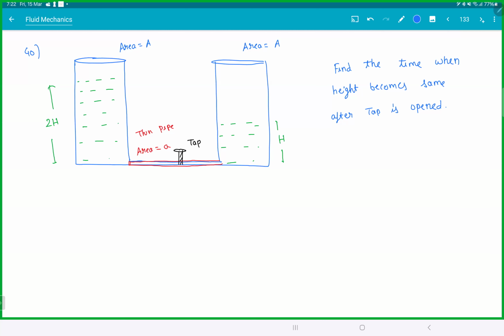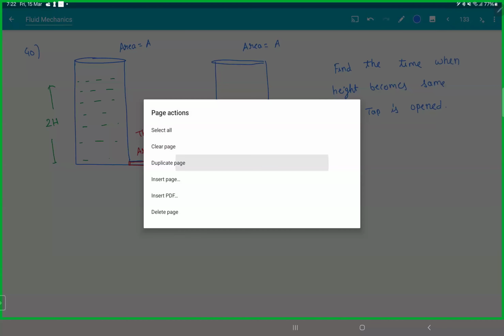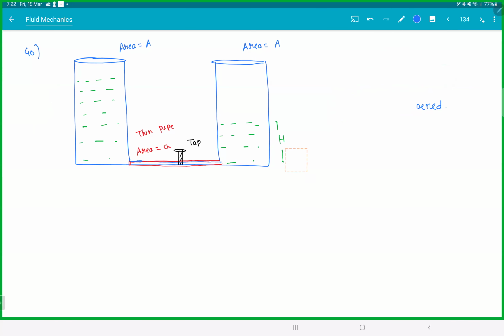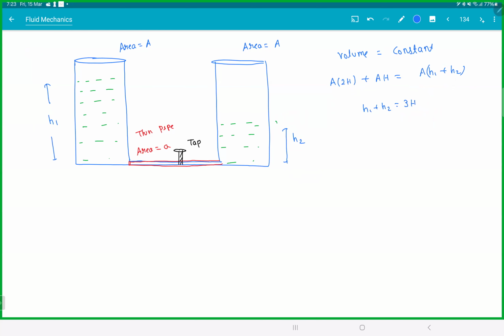No, you can do this actually. Relation आ जाएगा h1 h2 का बीच में. See. Let this side be h1. Let this side be h2. Volume is conserved. No matter how much the liquid changes, volume is constant. So A into 2H plus A into H should be equal to A into (H1 plus H2). So H1 plus H2 should be always equal to 3H. This relation is always maintained, isn't it?